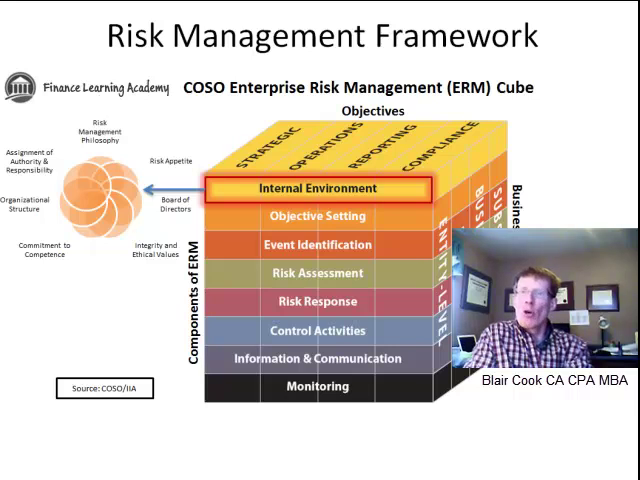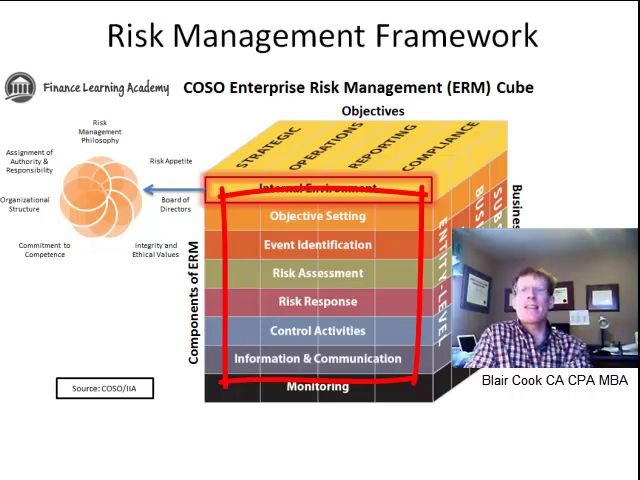Welcome back. Okay, let's dive into the enterprise risk management activities. This is where the real meat in the model resides. Enterprise risk management consists of 8 interrelated components, as you can see across the front face of the COSO cube. For the remainder of this course, we will spend a few minutes discussing each of these.